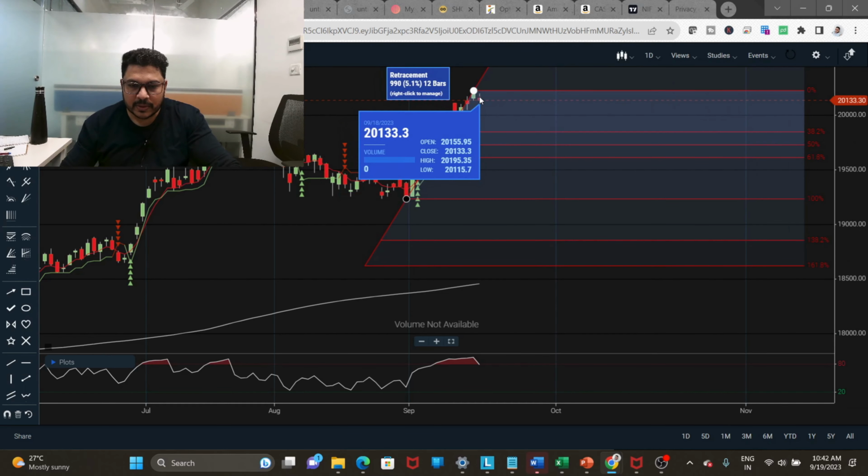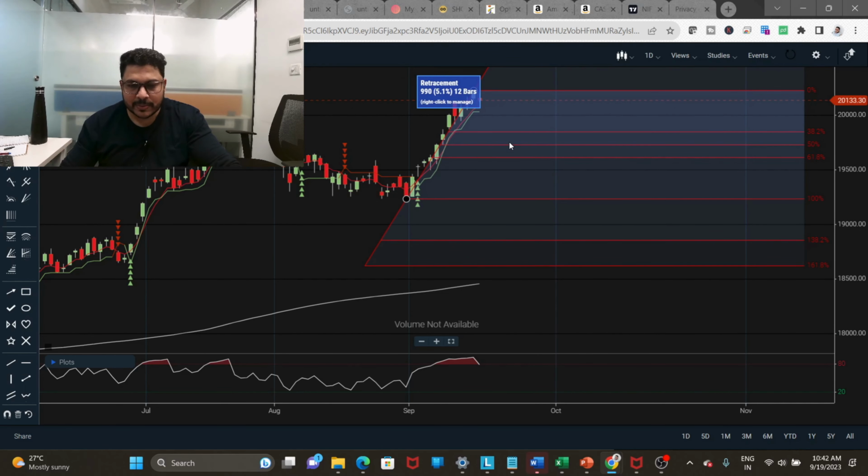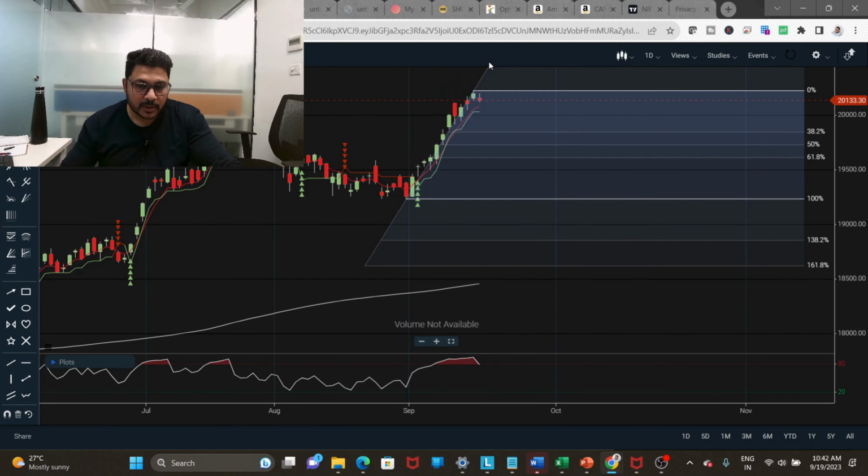Even if the market retraces back to this level, please do not panic. And if it goes a little higher from this, if we see that next week it will make a big candle and move a little higher, nobody can predict that also.